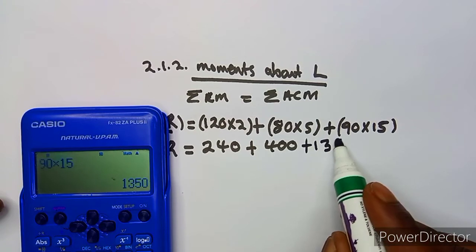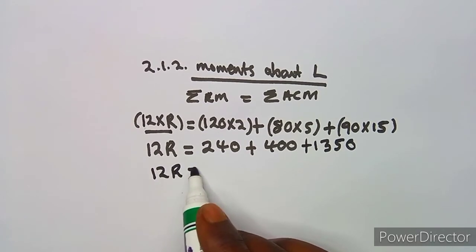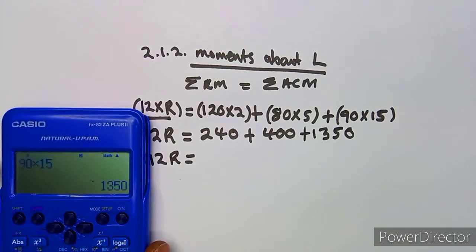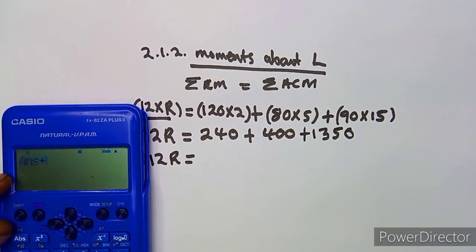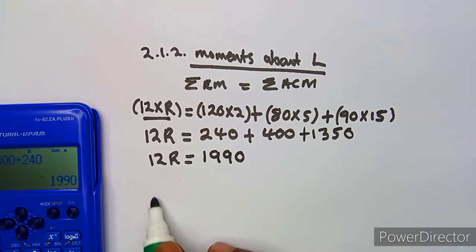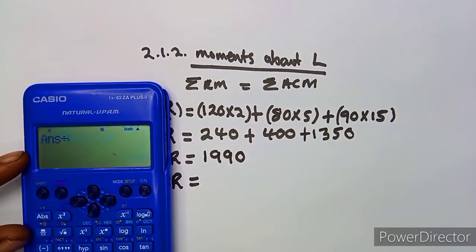So 1,350 like this. What you're going to do is combine them, guys. Because of the display that I'm having today, I'm just going to add this. If you add 1,350 to 400 and also to 240, you're going to obtain 1,990. Then you divide by 12. If you divide by 12, that means our R is going to be the answer that we already have here divided by 12, and we are going to obtain something like 165.83333.